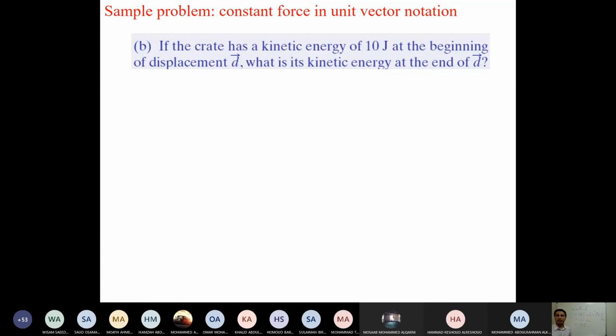If the crate has a kinetic energy of 10 joule at the beginning of the displacement, what is its kinetic energy at the end of the displacement? So again, we are using the work energy theorem. We know the work is minus 6J. And I will be saying that the work is equal to Kf minus Ki. Since they are saying at the beginning of the displacement, it means that they are giving us the initial kinetic energy. They are asking us what is the final kinetic energy. So the final kinetic energy from this equation will be W plus Ki. So the work is minus 6J, and the initial kinetic energy is 10J. So total will give us 4J. That's the final kinetic energy for this case.